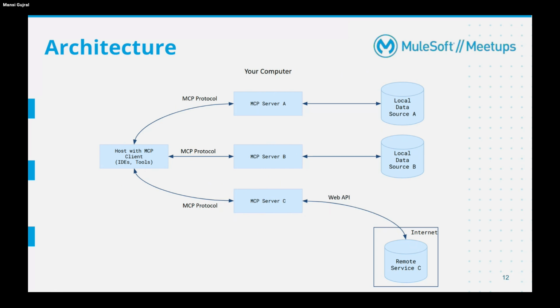So this remote service C is where all the LLMs, like we can say GPT or Claude AI or any custom AI model that we have created, can integrate with our local resources. So this is how we see the structure and architecture and components of MCP.